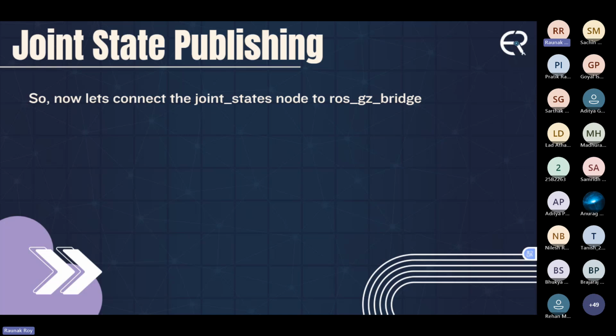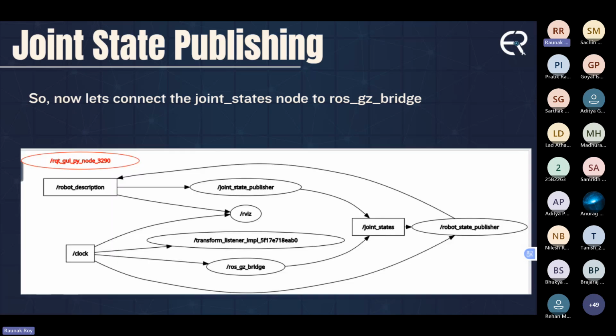So now we have to connect the nodes such that the joint states node is connected to the ROS Gazebo bridge. And now the RQT graph will look something like this, with the joint states node now connected to the ROS Gazebo bridge.